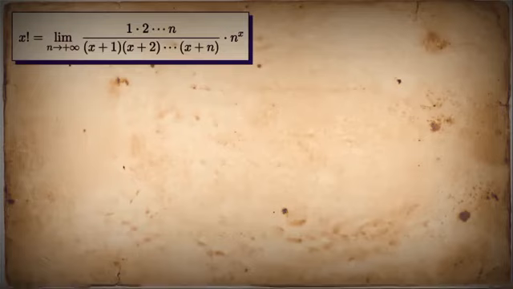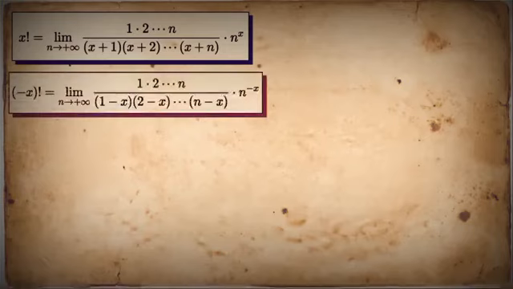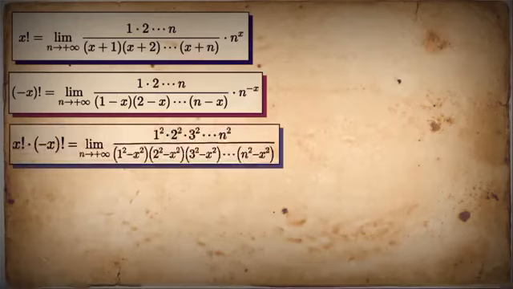We also write the formula for the factorial of negative x, with n to the negative x in the numerator and factors 1 minus x through n minus x in the denominator. Now we multiply these two expressions together. When we multiply the two formulas, the factors of n to the x and n to the negative x cancel each other, since their exponents add to 0. The numerators combine to give the square of the product 1 through n. That is, each integer from 1 to n appears squared.